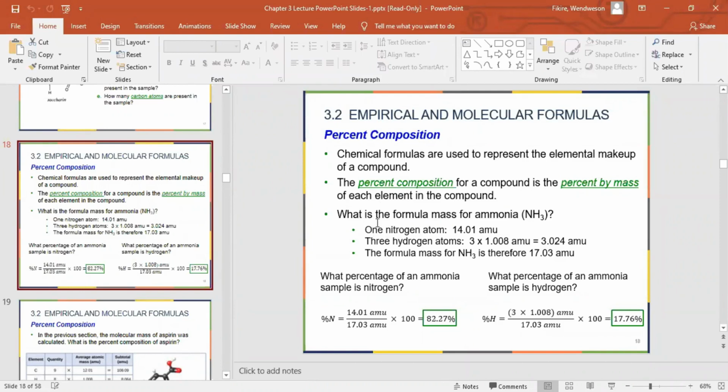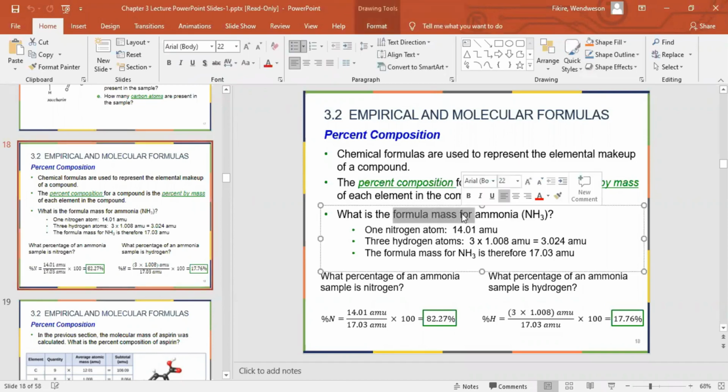So here is an example for you. What is the formula mass of ammonia? Formula mass of ammonia, NH3. I didn't like the word formula mass. It's supposed to be molecular mass because this is NH3. NH3 is not an ionic compound. We use the word formula mass for ionic compounds, not for covalent compounds. So they are supposed to say molecular mass instead. Molecular mass. You can make the correction for yourself to the molecular mass of ammonia.